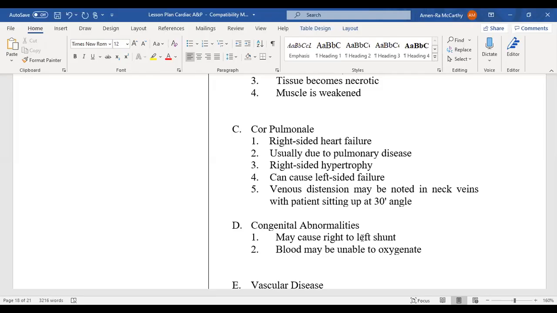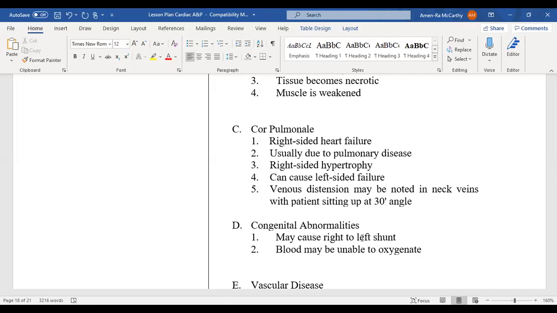Now, the congenital abnormalities can cause a right to left shunt. Everybody say shunt. Shunt. A shunt is when you have blood that goes from the right to the left and never picks up oxygen. That's called a right to left shunt. A shunt, S-H-U-N-T, is when the blood goes from the right side of the heart and makes it to the left side, but never picks up oxygen.